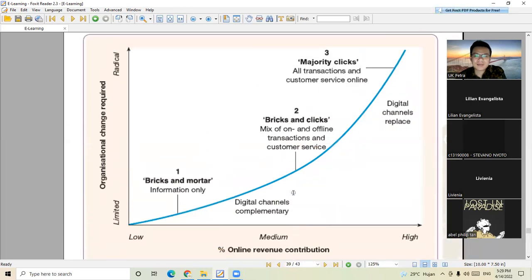This is a type of company. For the traditional company, as we can see, number one is a bricks and mortar company, which is basically a physical shop. Number two is bricks and clicks, which is combined, a hybrid. They have the offline store, they also have the online store. And the third one is the majority clicks or full online store.